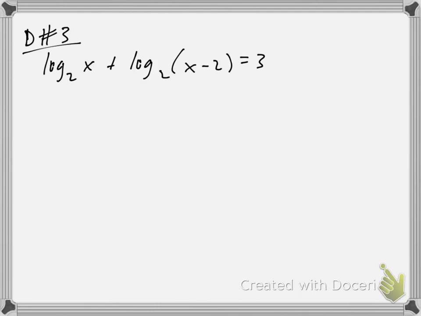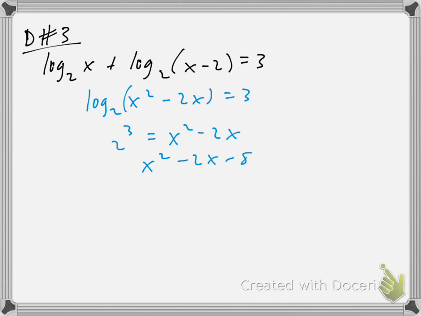Okay, so here you go. You should have written log base 2 of x squared minus 2x. So after that first step, you get the exact same problem that we just had. So we get 2 cubed equals x squared minus 2x. And when you solve this equation exactly the same way, you get x is equal to 4, and you get x is equal to negative 2.